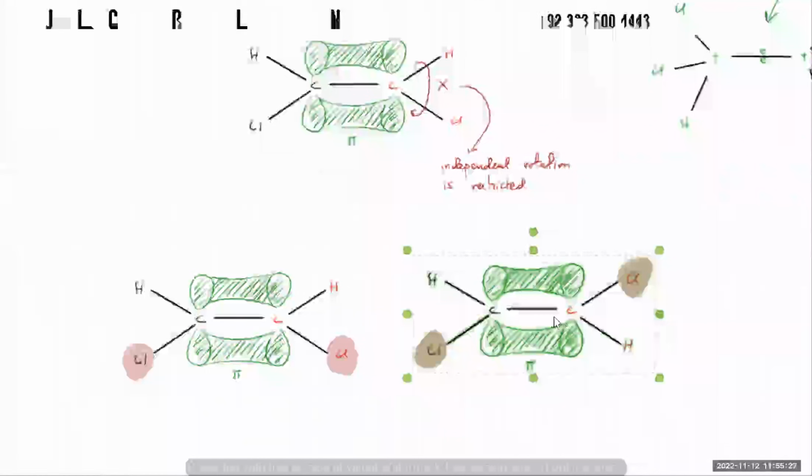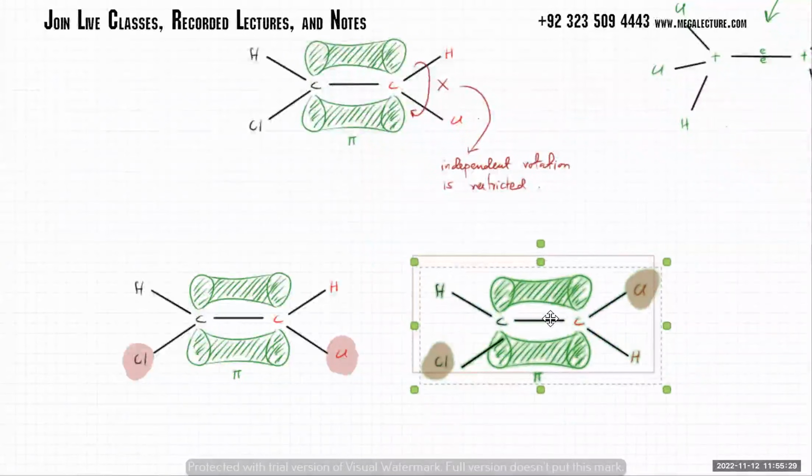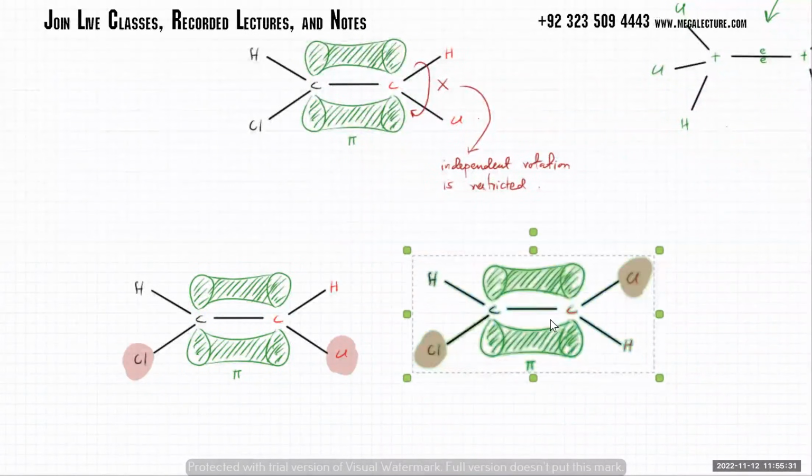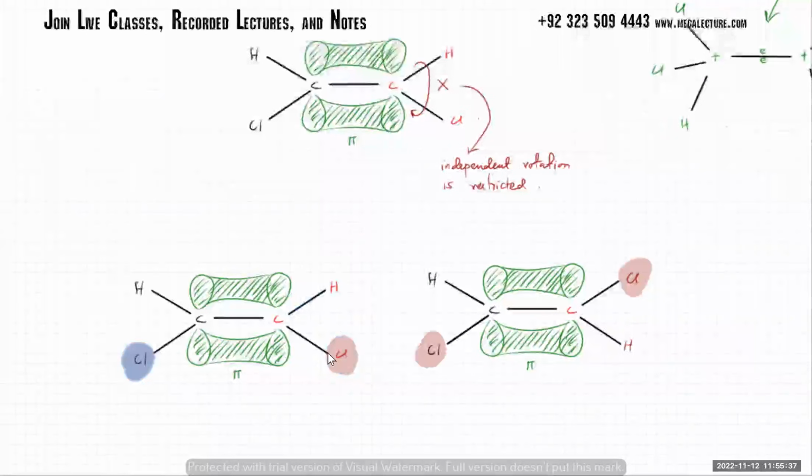So, sir, is there another one with both Cls on top, sir? There could be, yes, but that will not be an isomer. I mean, that would be the same molecule, if I just rotate it. So one of them is going to be called a cis version. So this is how, so the simpler version of this is going to be this one.